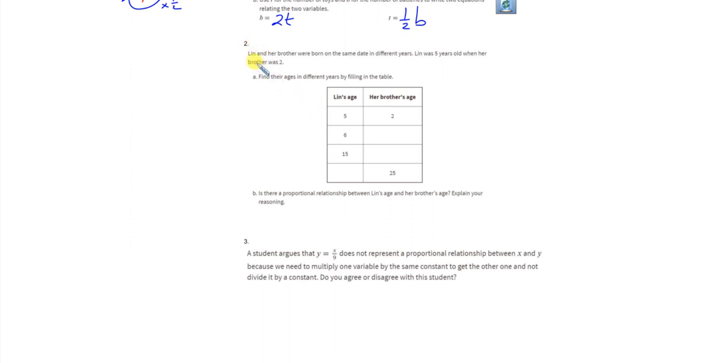Number 2, with Lynn and her brother, born on the same date, just different years. Lynn is 5 years old when her brother was 2. So 3 years older, and that's never going to change, right? Always going to be 3 years older.